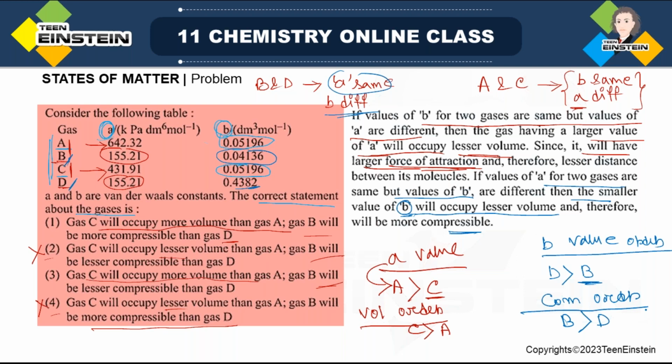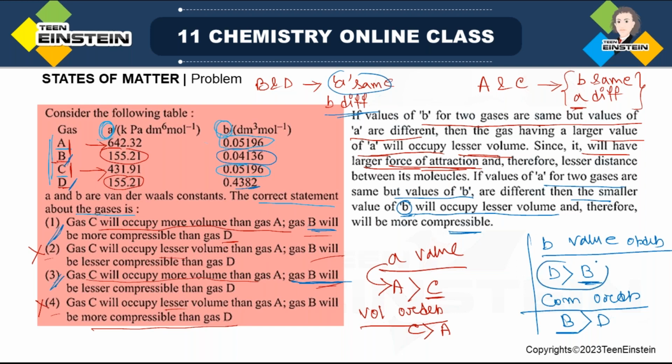So B will be more compressible than D. We have already cancelled 2 and 4 among 3 and 1. The first part is common. The second part is saying B will be less compressible, while here it is saying B will be more compressible. So basically B is more compressible.